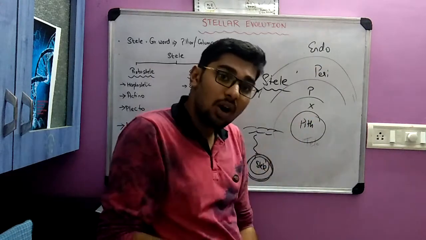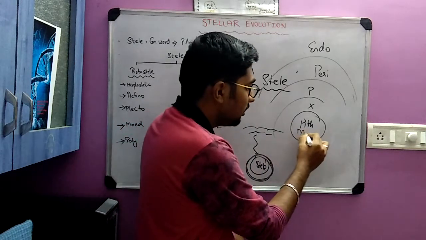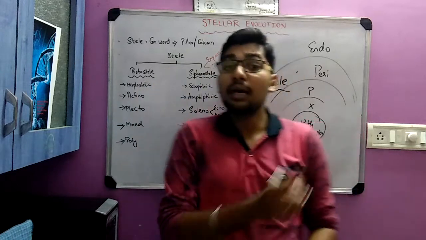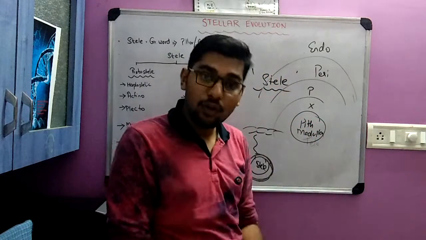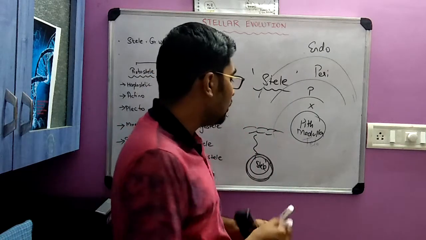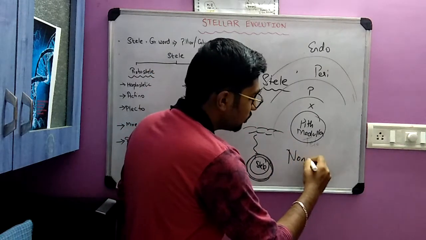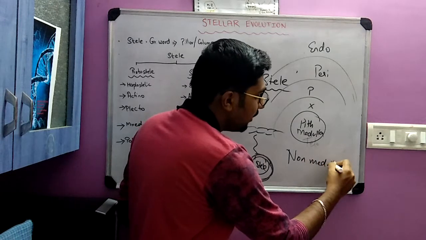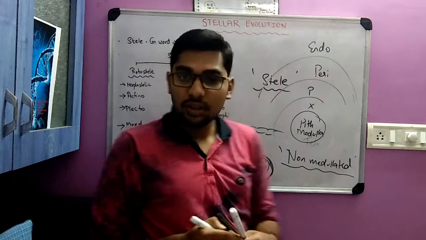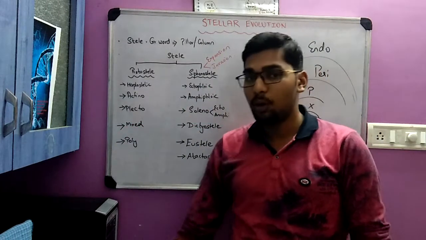Pith is also called medulla. So in protostele, pith is absent, that is, medulla is absent. Hence it is also called a non-medulated stele. Medulla here means pith. That is the characteristic feature of protostele.